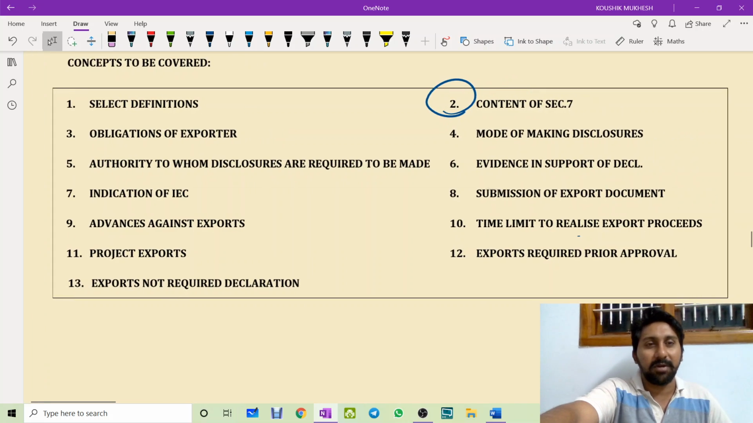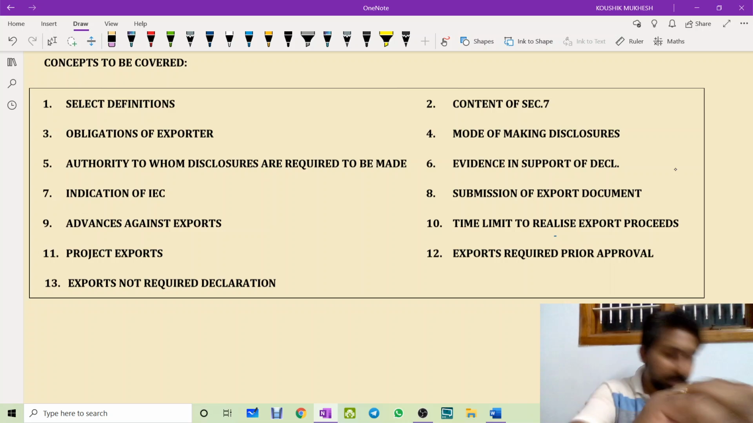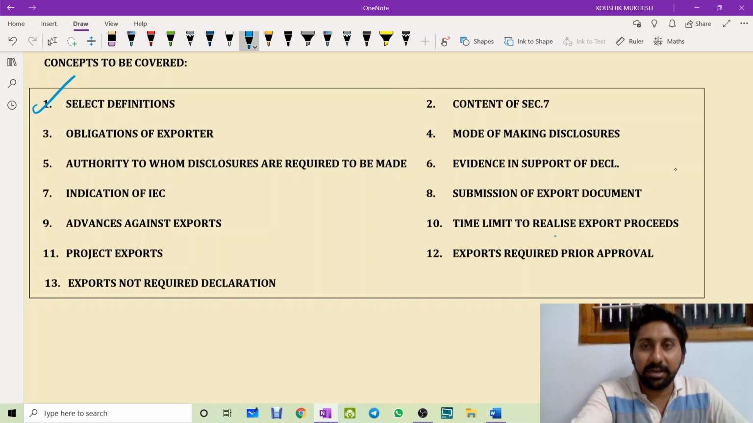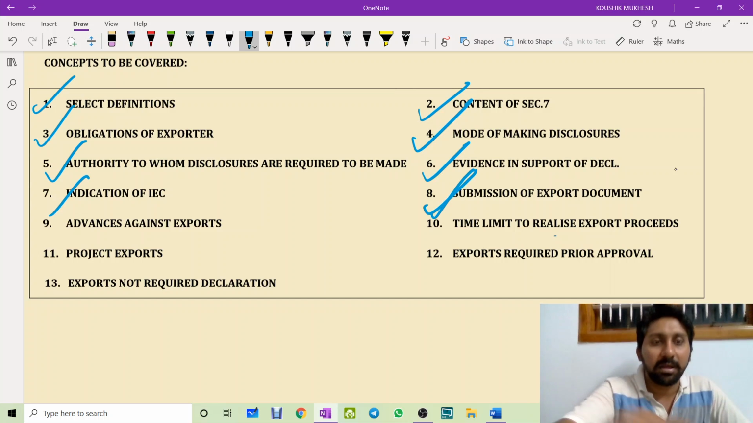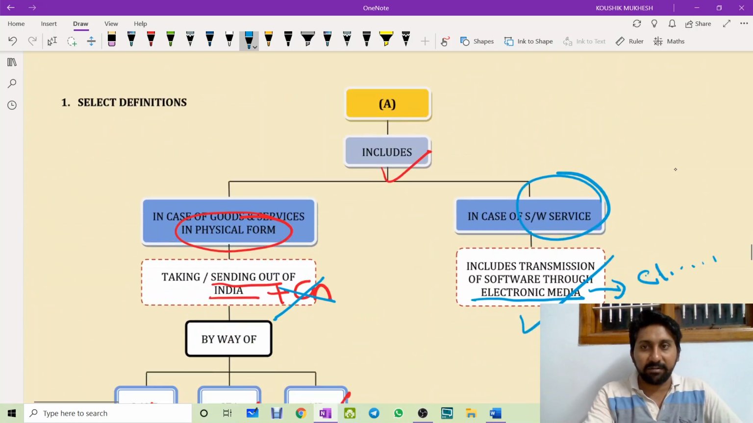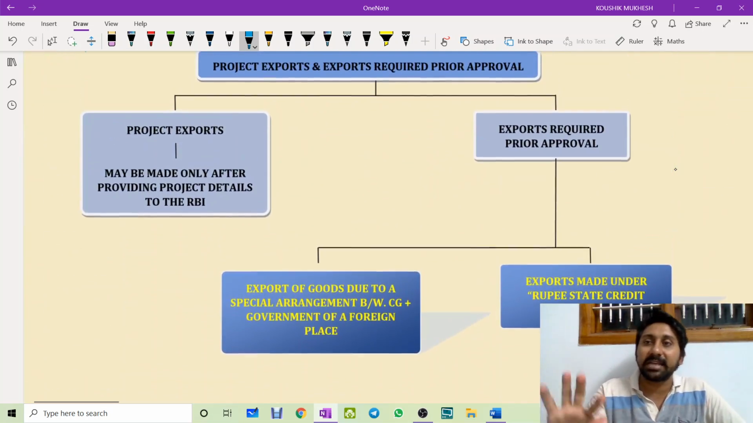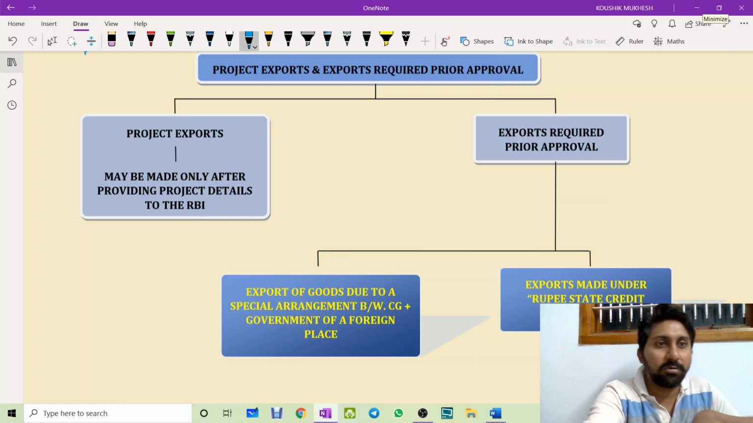I can't revise in this video once again. Go back and refer to the video as many times as possible and do the revision properly. Selected definitions completed, contents of 7 completed, obligations of exporter completed, mode of making disclosures, authority to whom, evidence, indication, submission of export documents, advances, time limit to realize the exports. These concepts I will cover at a different place. So maximum 90% of the concept has been completed in exports. The remaining I will complete as a linking concept to other things. So this is the first issue that we needed to complete.